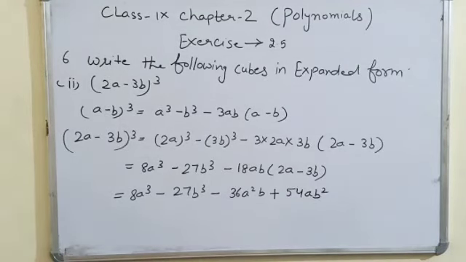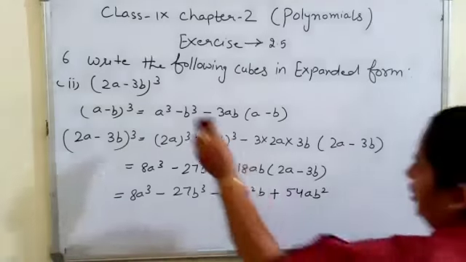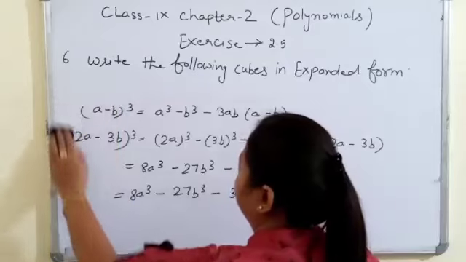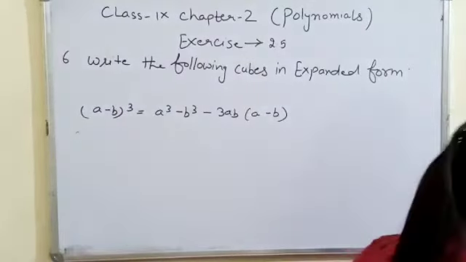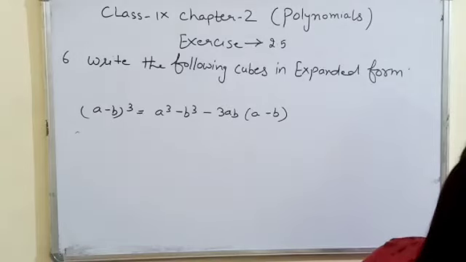Similarly in the fourth part we will apply a minus b whole cube. Let's see how we can solve it. X minus 2 upon 3y.